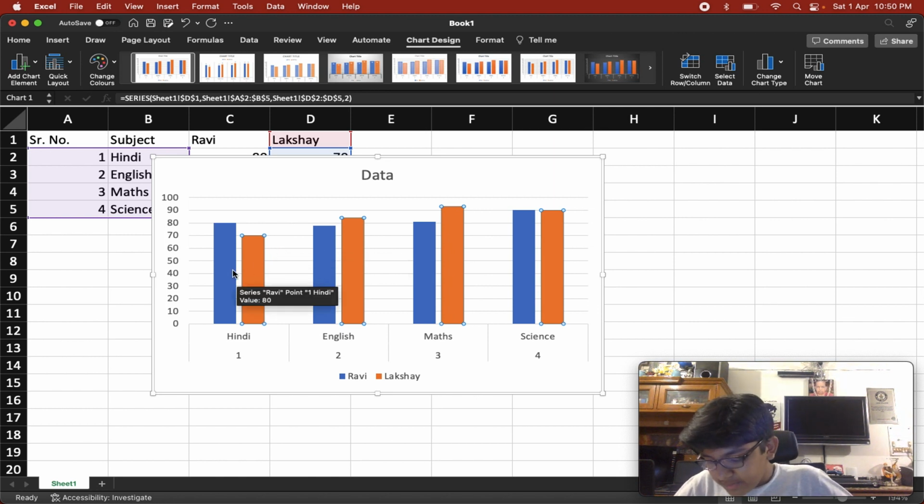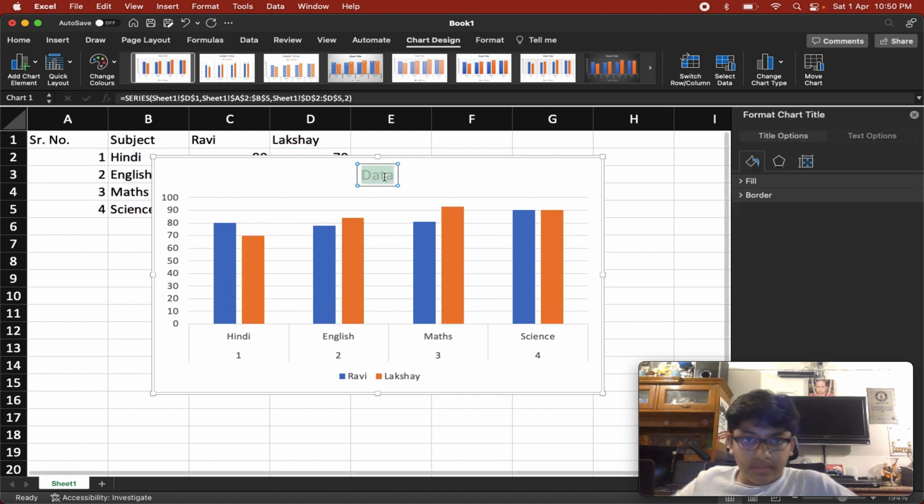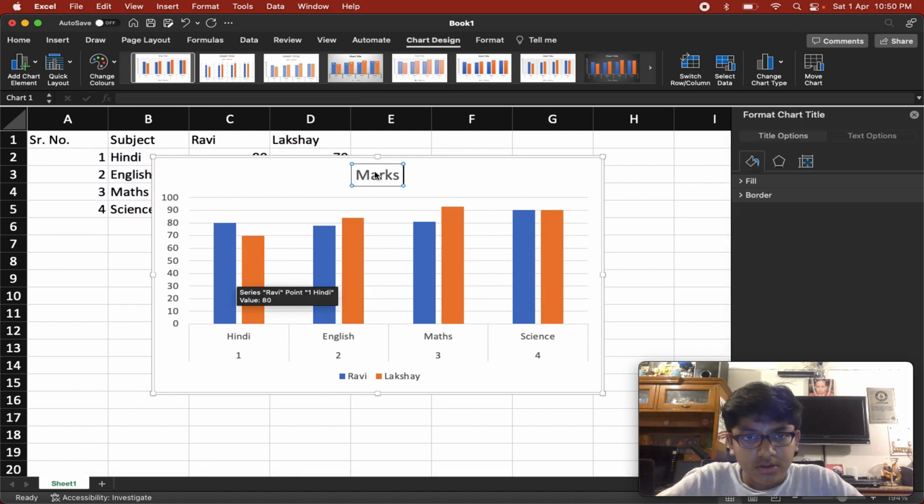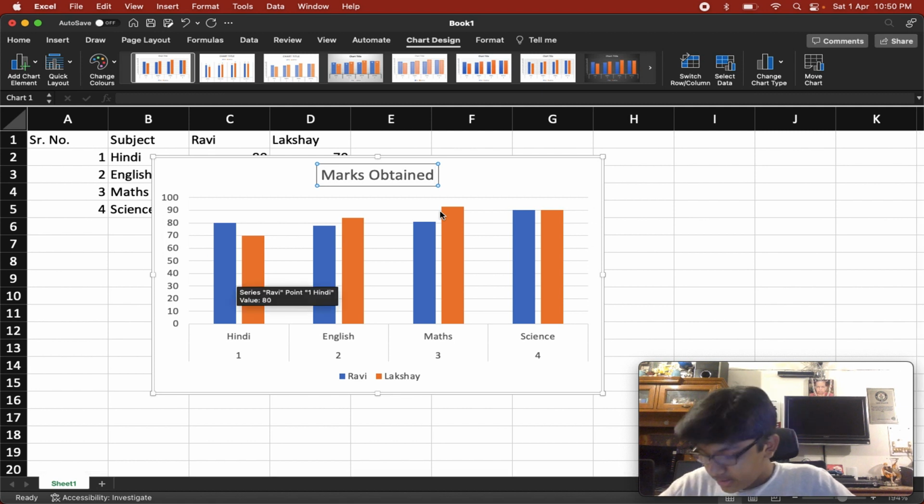Title, it describes the main purpose and content of the chart. So we should say marks obtained, right? So this explains the chart, what the chart is actually about, right? Next, the x-axis, it is the horizontal axis of the chart. It is also known as the category axis.